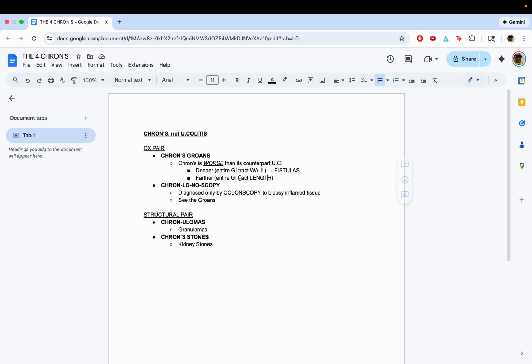The other thing with Crohn's is that not only does it go deeper all the way through the wall, it also goes further. It can affect the entire length of the GI tract, all the way from the mouth to the anus. It can affect your mouth, your small intestine, your large intestine, anywhere in the GI tract. Ulcerative colitis, on the other hand, is called colitis because it's colon inflammation. It is limited to the colon and will not affect anywhere else. So that's another unique thing about Crohn's. It can affect everywhere, not just the colon.